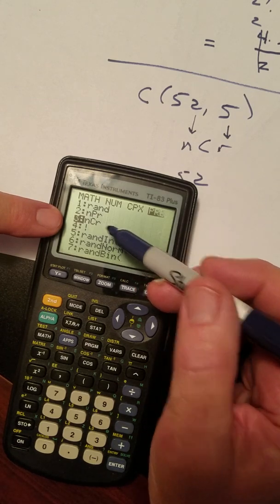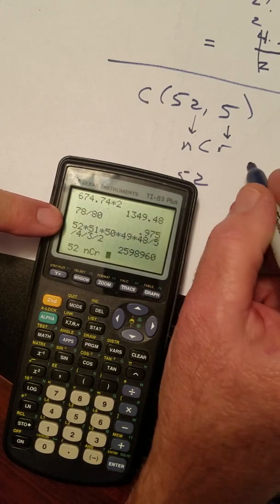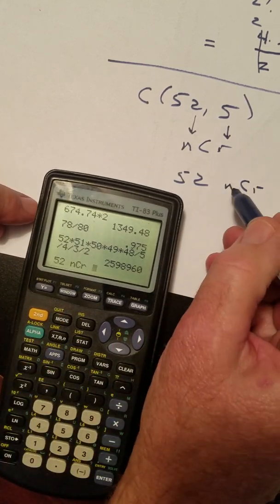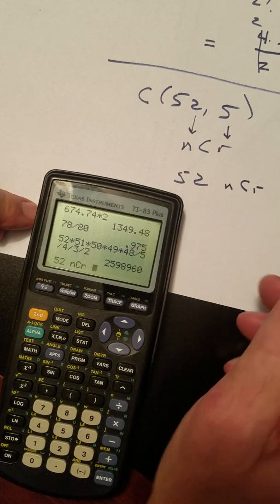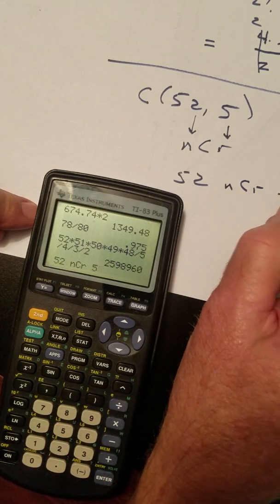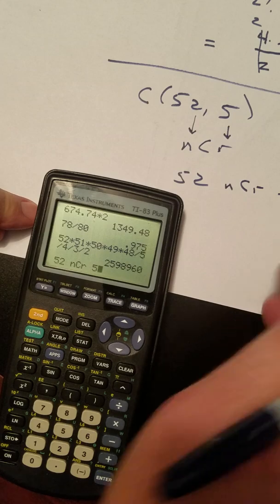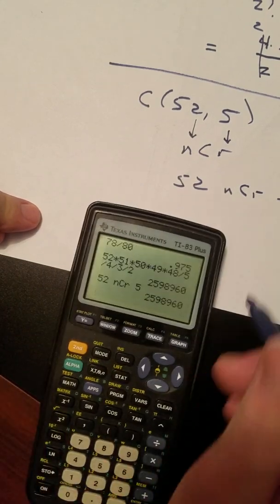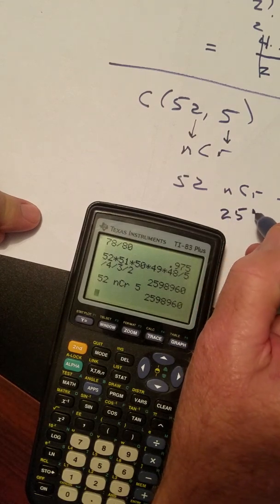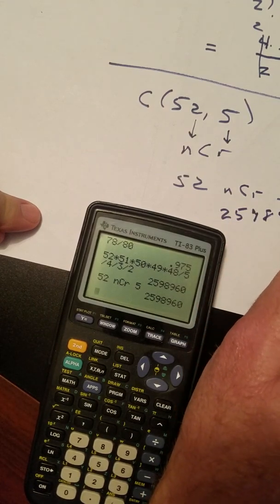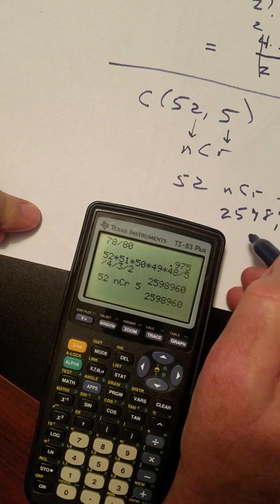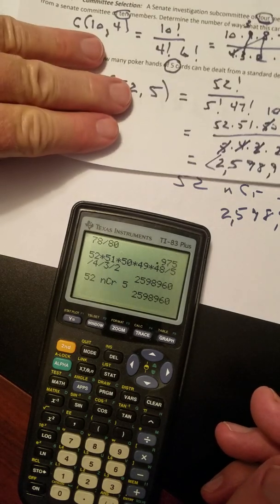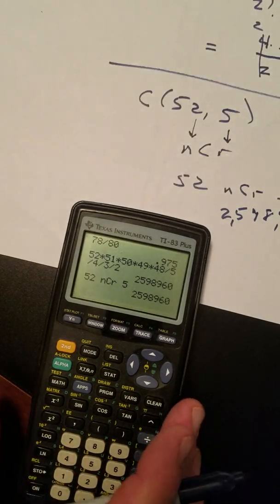That's number 3. I'm going to hit enter. Now my screen looks like this. I got an NCR. This means I'm taking a combination of 52 things. And then I'm going to hit the number 5, and then I'm going to hit enter. When I do, I get 2,598,960, which should have been the same number I had on the other paper, and it is.